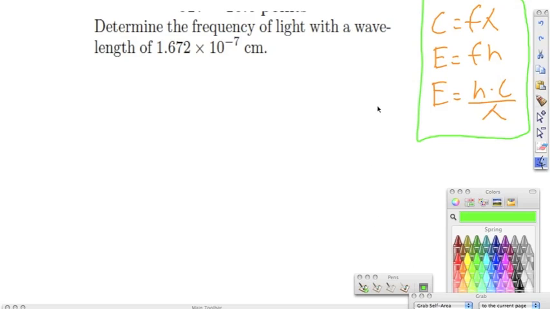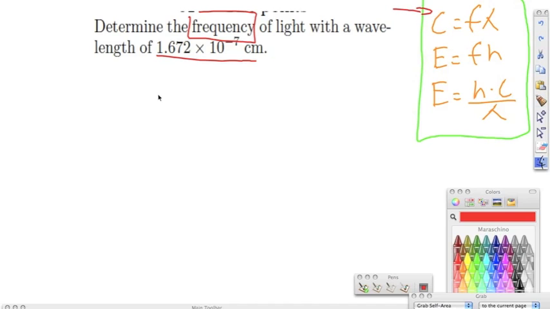All right, guys, finishing up, it says determine the frequency of light with a wavelength of 1.672 times 10 to the -7th centimeters. Main thing, anytime we're dealing with light, these are the 3 equations that we're going to use. You can find these on your formula chart. It gives us the wavelength, and it asks for frequency, so the only equation that uses wavelength and frequency is our very first one.